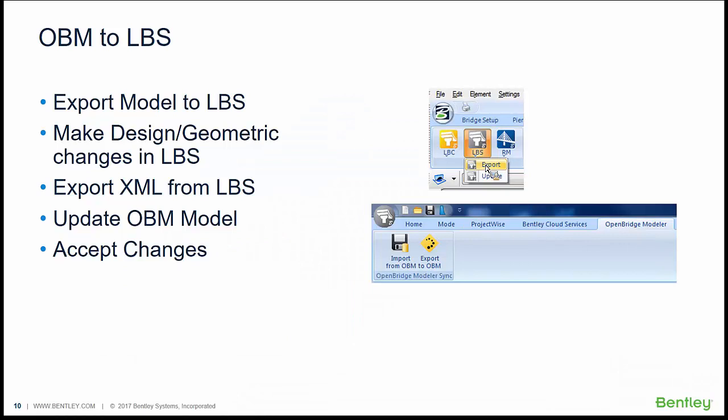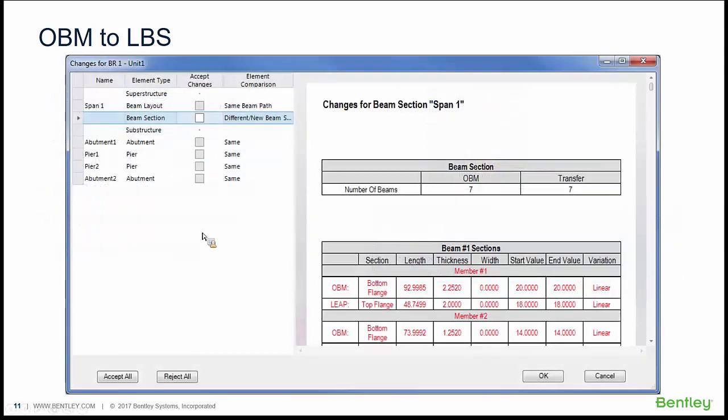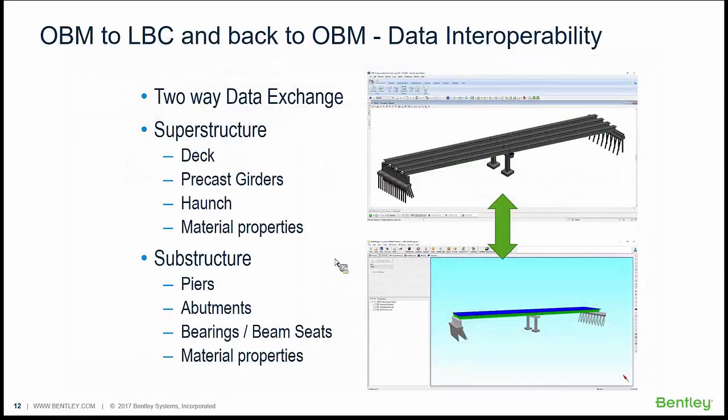But any changes that you make there, we can export an XML out of LeapBridge Steel. So there's an OpenBridge Modeler tab here where we can export an XML file back to OpenBridge Modeler. And then once we're inside OpenBridge Modeler, we can select that file and ask it to update the model and accept those changes. And that's what this window looks like, and we'll see that live here today as well.